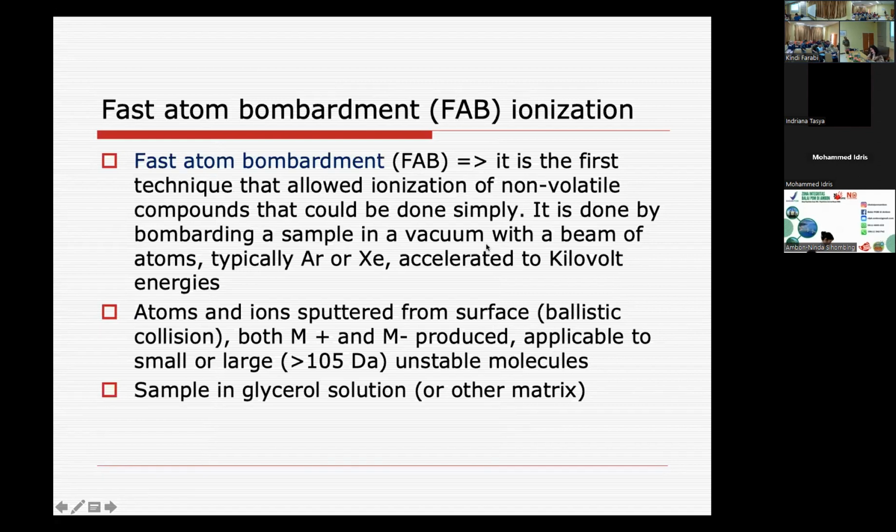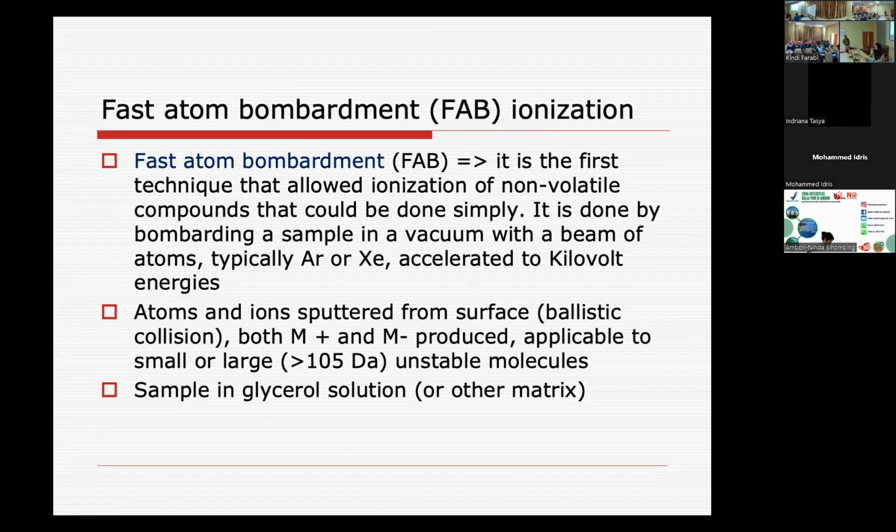Yang lain yang biasa juga digunakan dalam kimia organik adalah fast atom bombardment ionisasi. Ini juga teknik untuk menghasilkan spektrum massa. Saya pernah menggunakan ini ketika mengukur berat molekul untuk senyawa ultraviolet. Kita menggunakan fast atom bombardment.